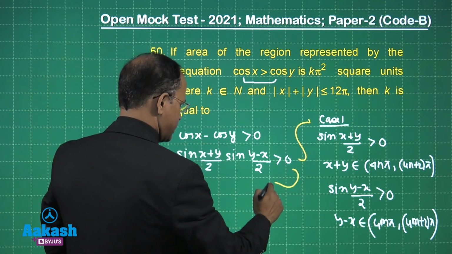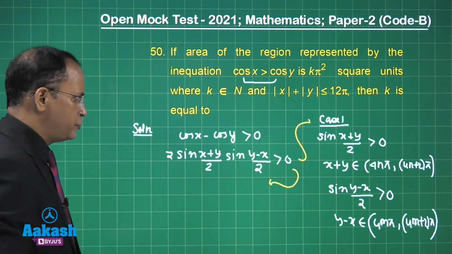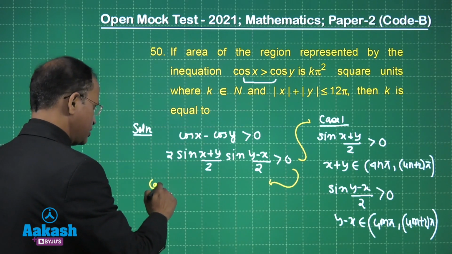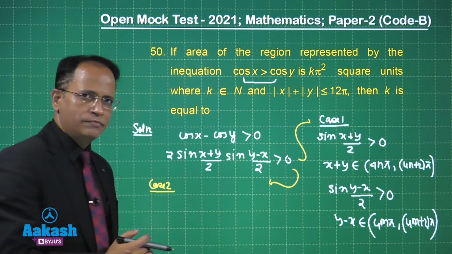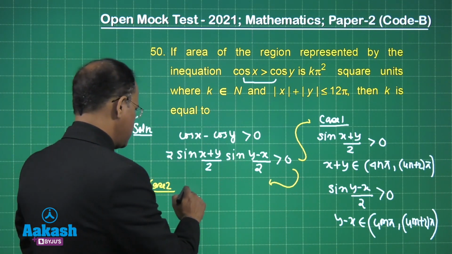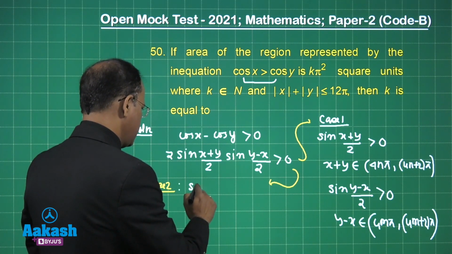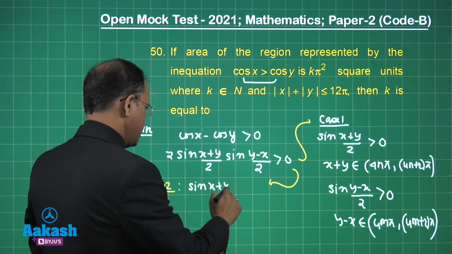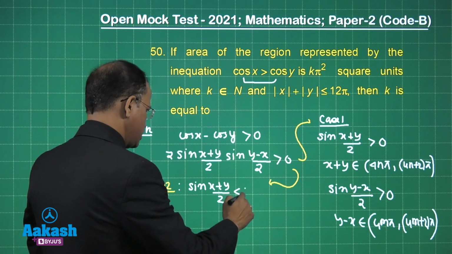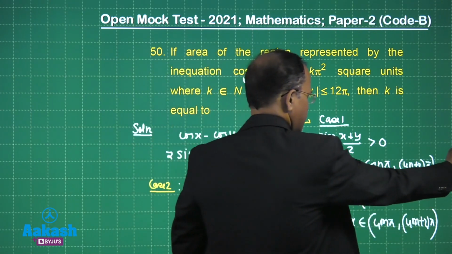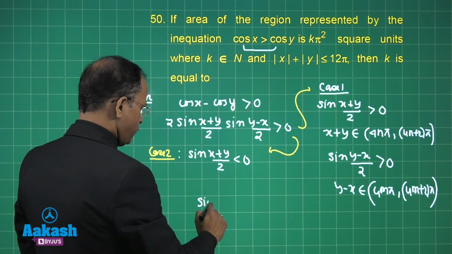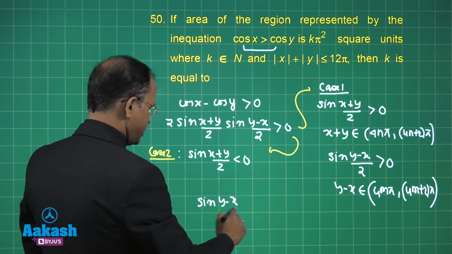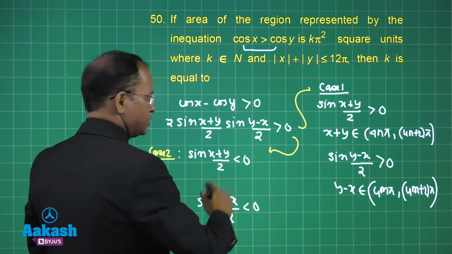Then we have another case, that is case 2 also. So if you talk about case 2 here, both has to be negative because the product is positive. So that means we are talking about sine of (x plus y) divided by 2 is less than 0, then we have sine of (y minus x) divided by 2 is less than 0. This is what we have.